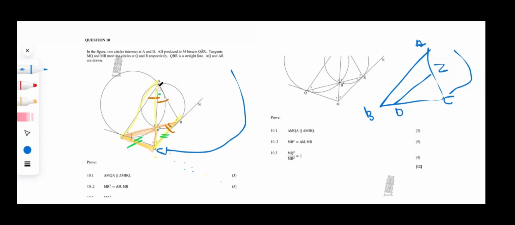MBQ. Now, is A1 equal to Q in MBQ? Q in MBQ is Q1. So is Q1 equal to A1? We've marked them off as being equal to each other. Why is that?